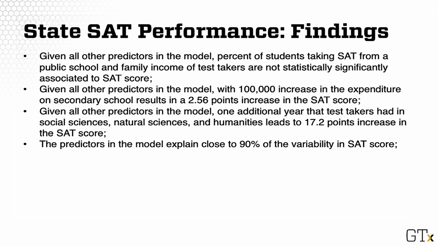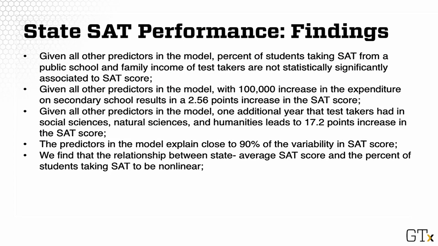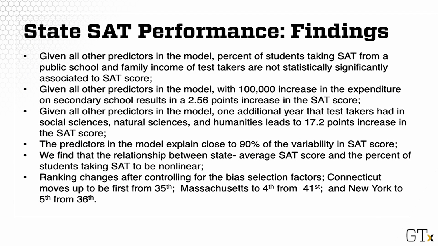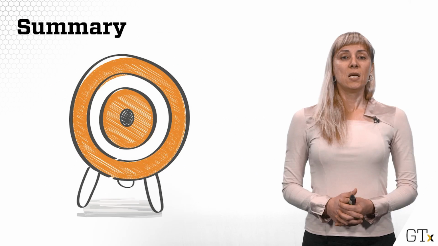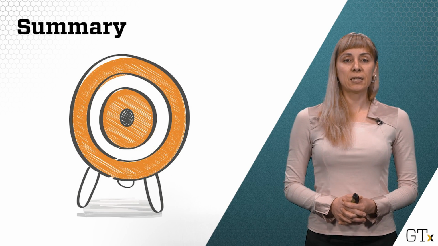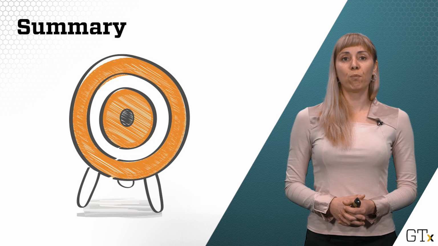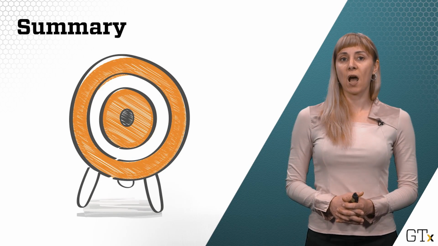The predictors in the model explain close to 90% of the variability in the SAT score. We find that the relationship between state average SAT score and the percentage of students taking SAT to be nonlinear for this example. Ranking changes significantly after controlling for the selection bias factors. For example, Connecticut moves up to be first from 35th, Massachusetts to 4th from 41st, and New York to 5th from 36th.